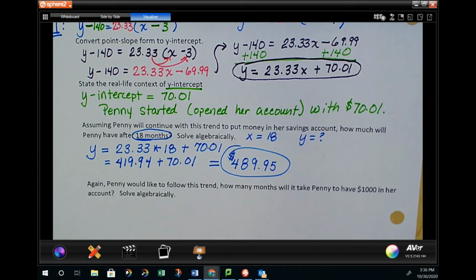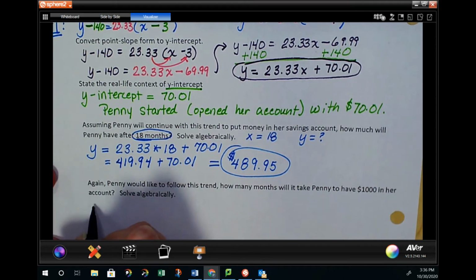This is that real life tough question. Penny would like to follow this trend, and she wants to know how many months it will take her to get $1,000. So approximately how many months is that going to take her to get that $1,000? Again, we have to solve algebraically, so we have to use our equation.